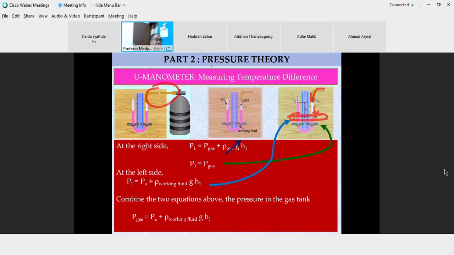Okay, so the gas inside here depends on the atmospheric pressure plus rho g H1, the working fluid density and the gravitational effect, which never changes, 9.81. H1 depends on the amount of H here. Okay, so that's the application of this pressure difference.